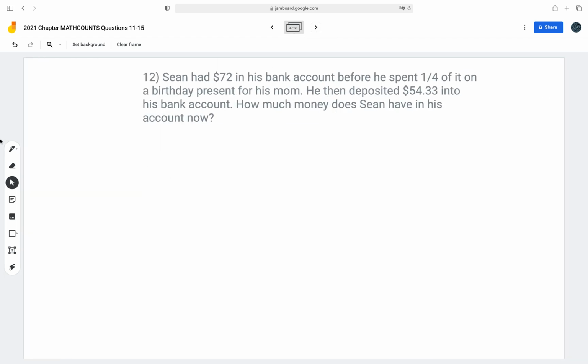Next problem. Sean had $72 in his bank account before he spent 1/4 of it on a birthday present for his mom. He then deposited $43.33 into his bank account. How much money does Sean have in his bank account now?